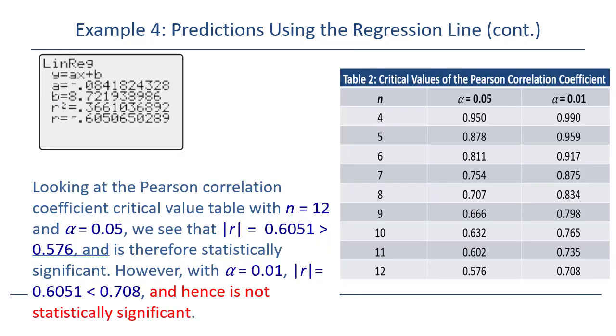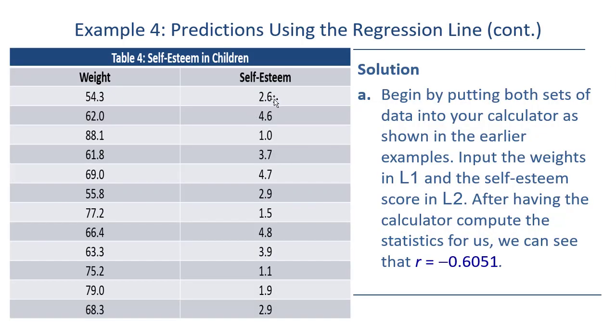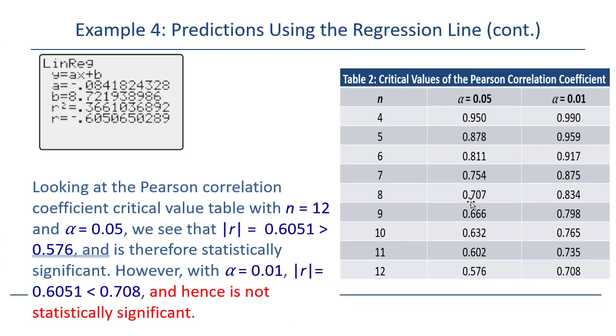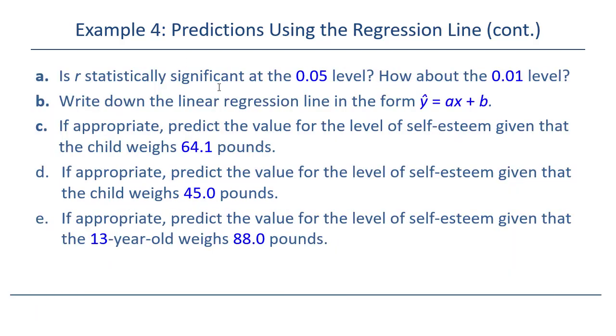And then to figure out if it's significant or not, we have to go back to our table, right? Well, how many pieces of data do we have? 2, 4, 6, 8, 10. We're at 12 again. According to our table, the absolute value of R needs to be 0.576 or better. Ours is 0.6051, so we're significant at the 5% level, an alpha of 0.05, but we're not significant at an alpha of 0.01.